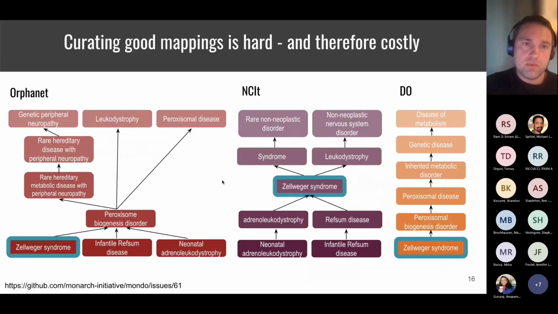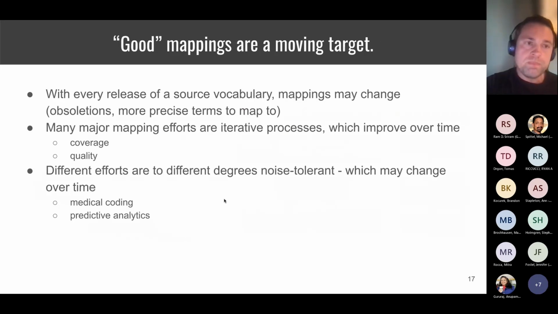And it's also clear, and most of you that are involved in mappings know this, that curating good mappings, especially in the clinical domain, is very, very difficult sometimes. Even if you have terms that have the same exact label across different terminologies, it's not 100% clear whether they are supposed to be referring to the same exact disease, because they are, for example, classified in entirely different branches of the ontology. So it's a really hard problem. And obviously, good mappings are a moving target. With every release of a source vocabulary, mappings can change.